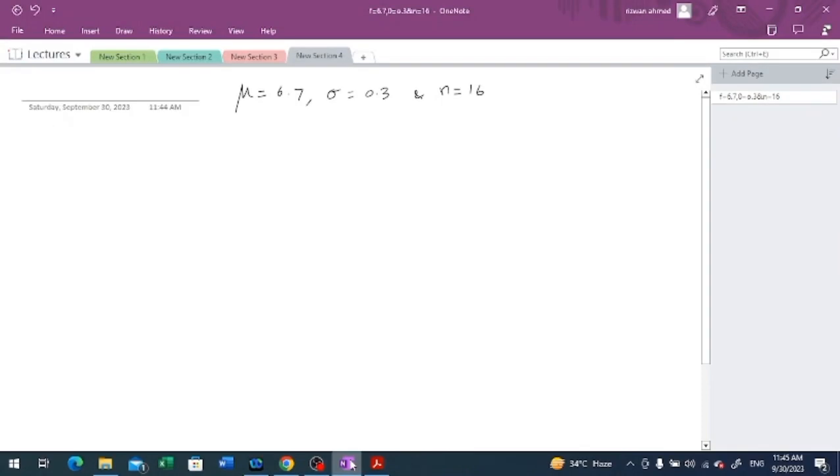Hi students, continuing with the same example that we were discussing in our previous lecture in the same series on normal distribution. The tennis ball has a diameter of 6.7 centimeters with a standard deviation of 0.3, and let's take the case when we are drawing a random sample of 16 tennis balls from a production lot.